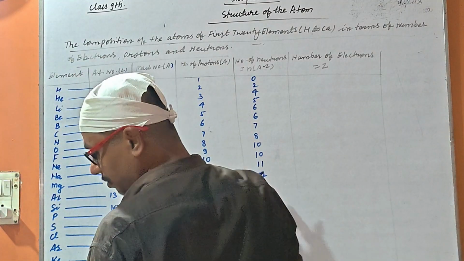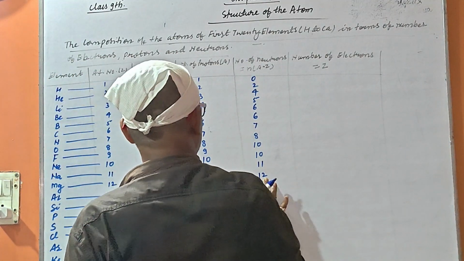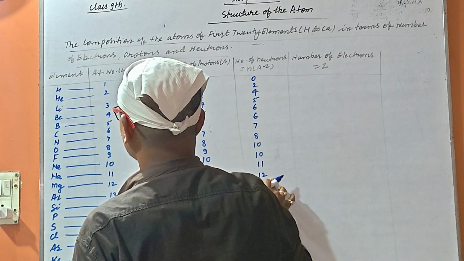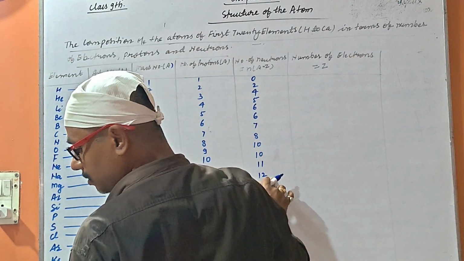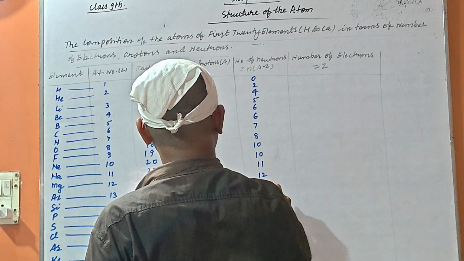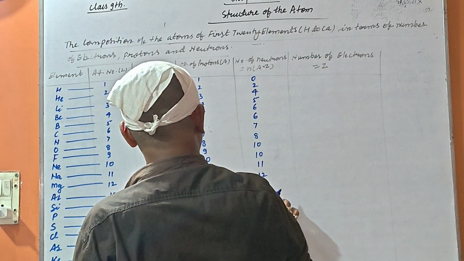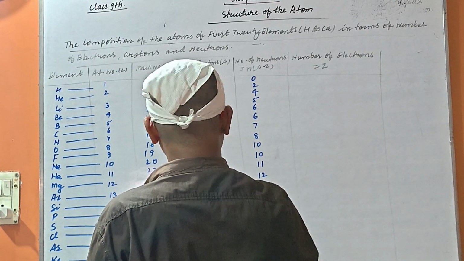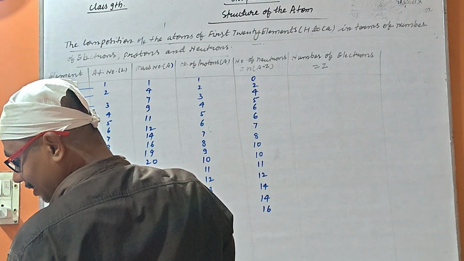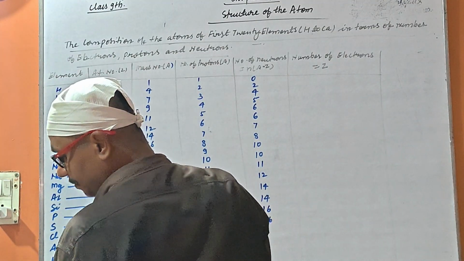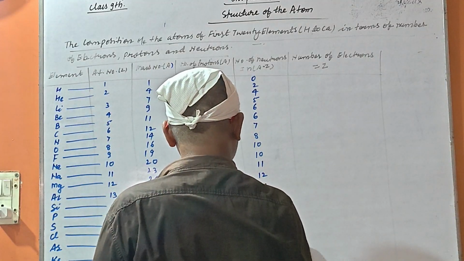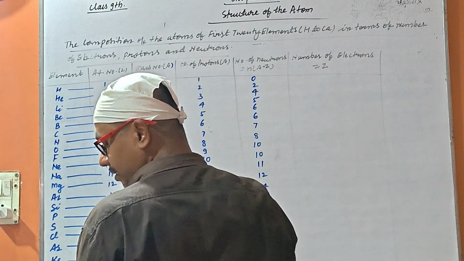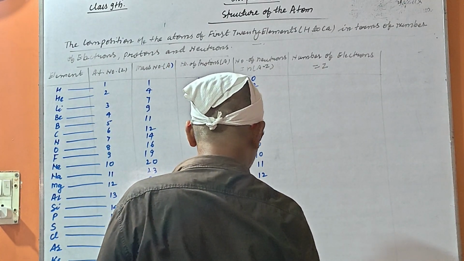Sorry, after neon there is a mistake. Neon 10, sodium 12, magnesium 12, aluminum 14, silicon 14, phosphorus 16, sulfur 16, chlorine 18, argon 22, potassium 20, calcium 20.